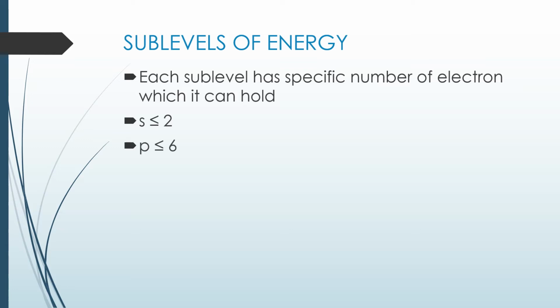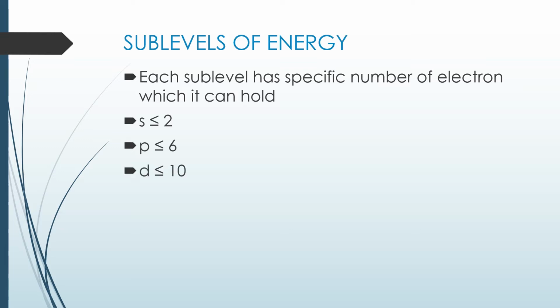For the P sublevel, we have less than or equal to 6. Anong ibig sabihin nito? Ang P sublevel pwedeng magkaroon ng isa, dalawa, tatlo, apat, 5, hanggang 6 na elektron. Pero, hindi pwedeng magkaroon ng 7 electrons sa P sublevel.